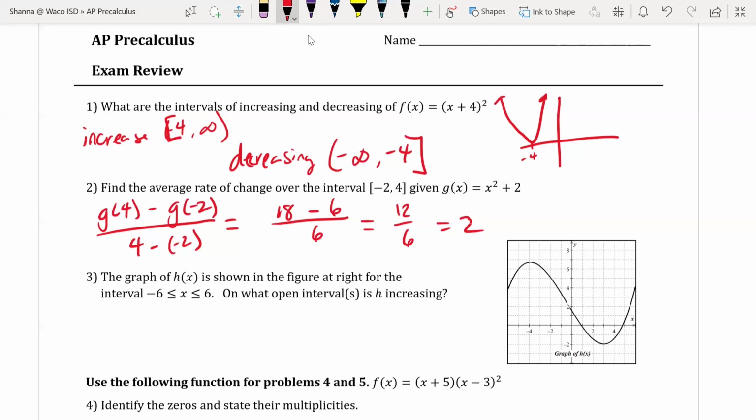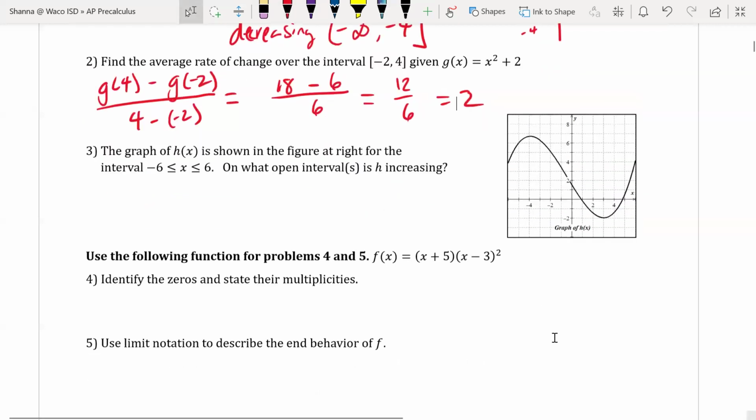All right. So next here, this graph, it says the graph of h of x is shown in a figure, from the interval -6 to +6. That's all we're looking at. On that open interval, is h increasing? If so, where? So yes, it's increasing. So h increases from where, to where? Where do I stop?